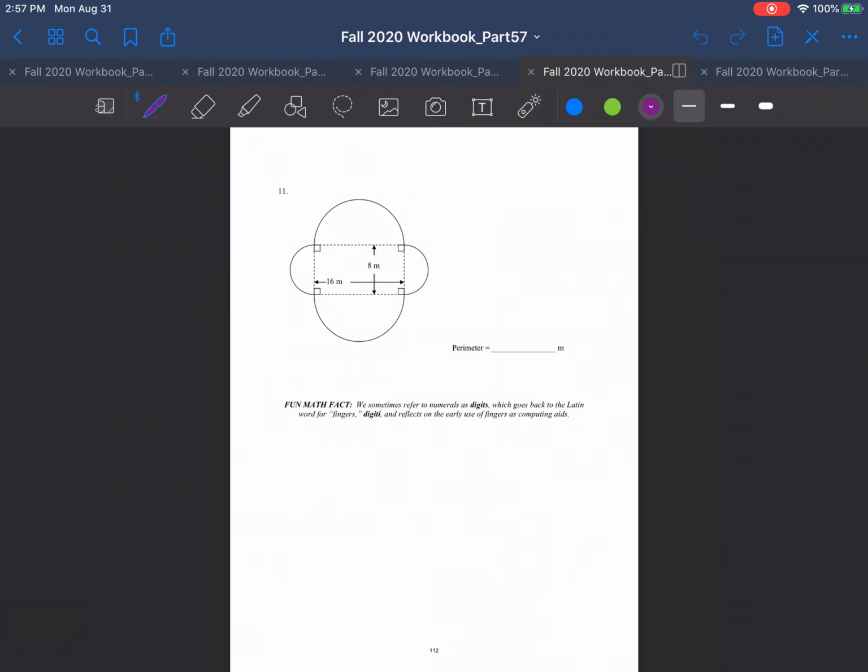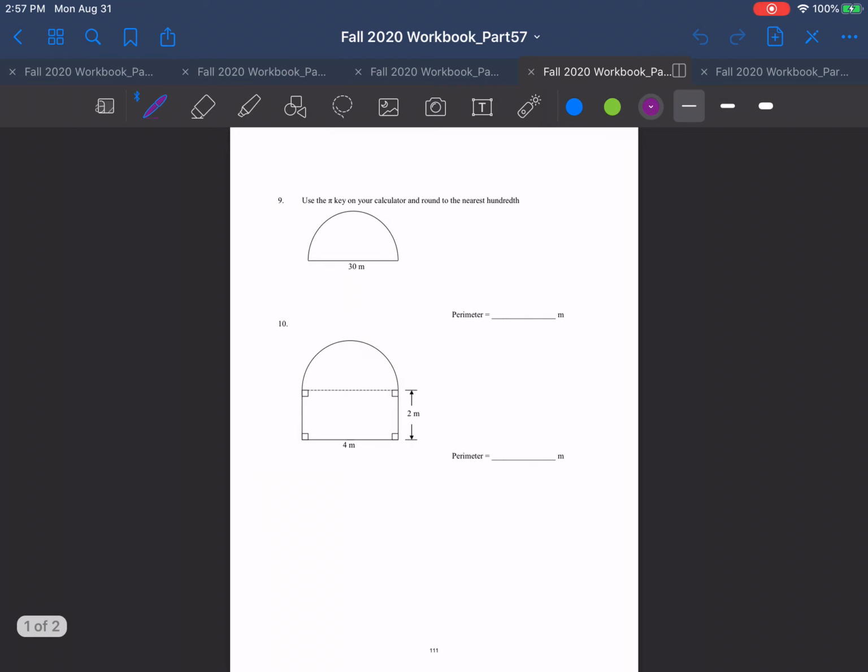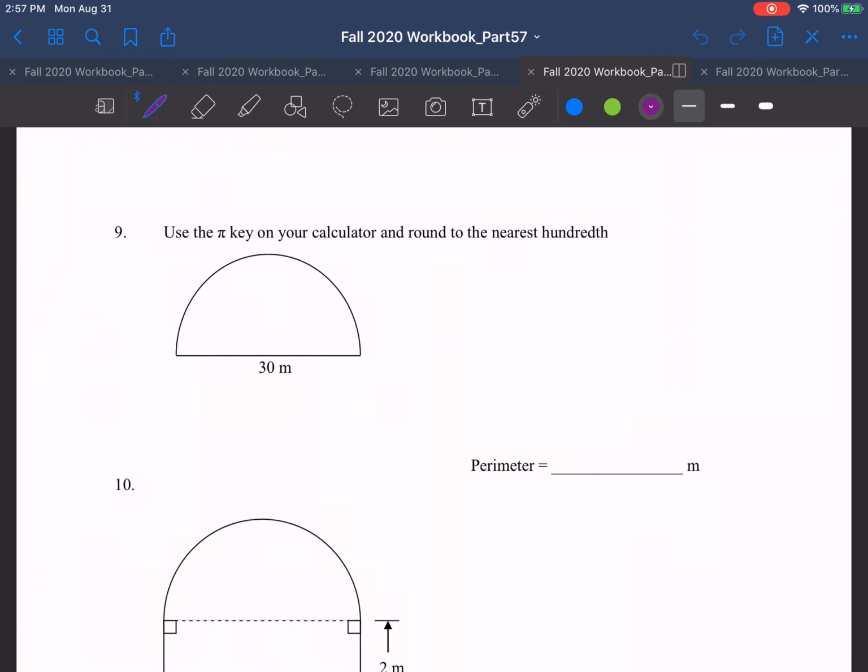All right, I'll move over here to this one. So let's take a look here. Gotta go back a page, sorry. Use the pi key on your calculator and then round to the nearest hundredth. So we're gonna try and find this perimeter here. So if we look at this, this is half a circle. If we were to continue it around, we'd have the whole circle. So we need to break this into sections. First, we need this length here. It's already given to us. It's 30 meters.